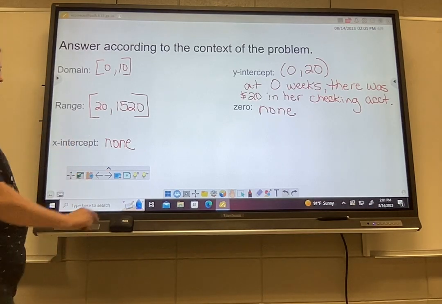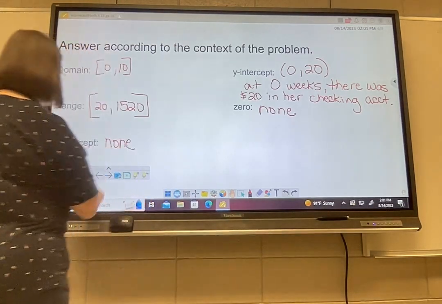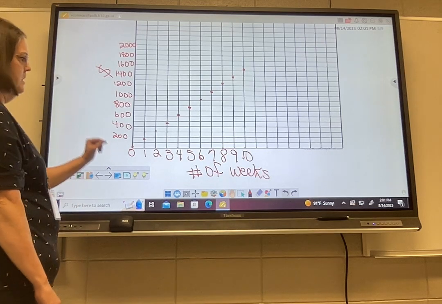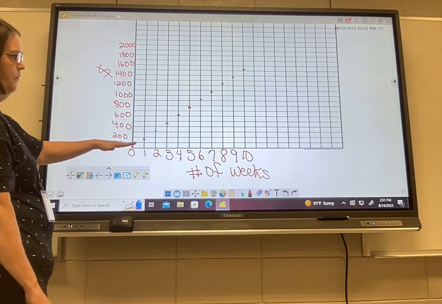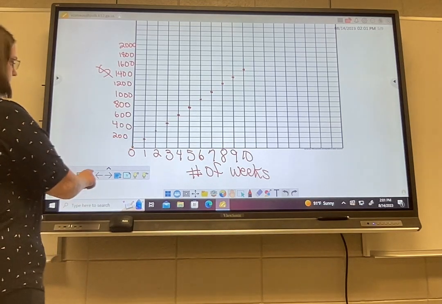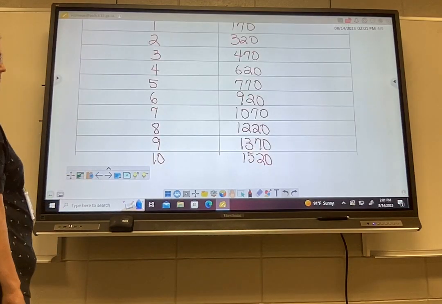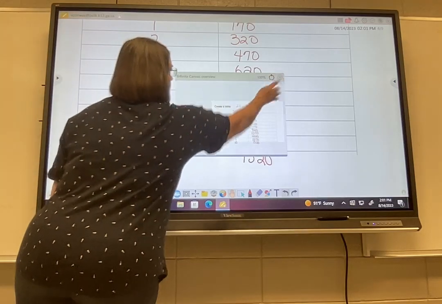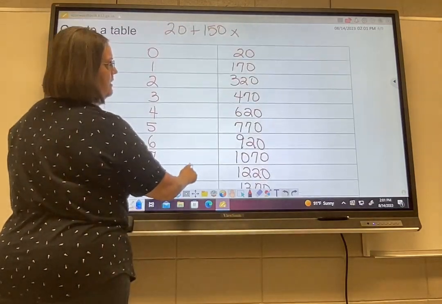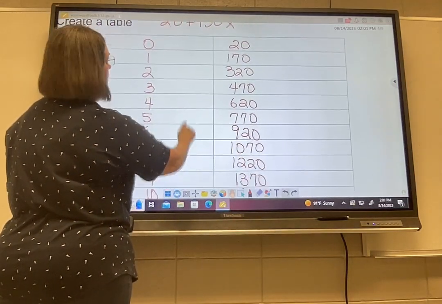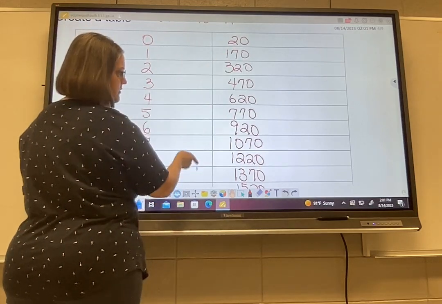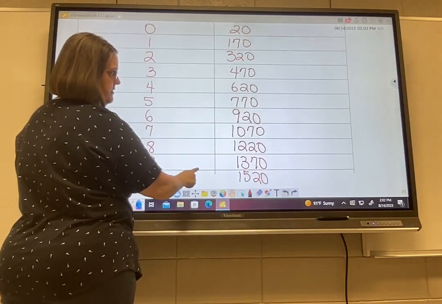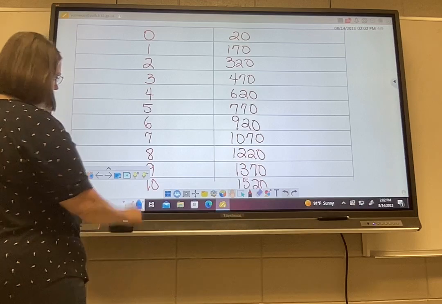There is no x-intercept. If you look back at this graph, there is no place where this graph is going across the x-axis. And if you look back at the table, if it were touching the x-axis at all, then we would have a 0 somewhere on our y, and we do not. This is x, this is y, there is no 0. So therefore, this function has no x-intercept.